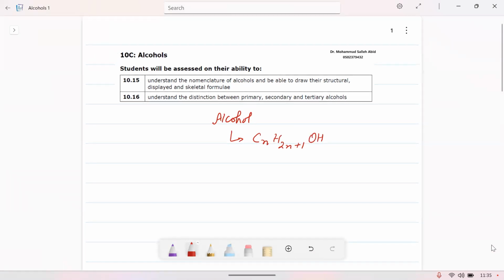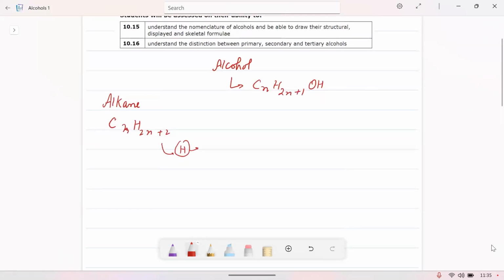Now, how are we getting this? We are getting it from alkanes. Alkanes have a general formula of CnH2n+2. So what we are doing is we are removing one of the H atoms. When you remove it, you get the formula as CnH2n+1. You remove the one H, and in its place, you bring the OH. And that leads to your general formula. So this is the general formula.